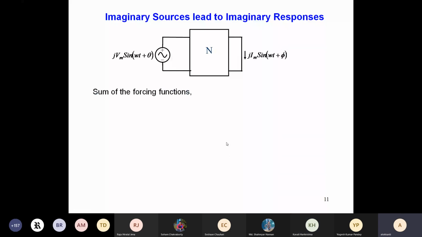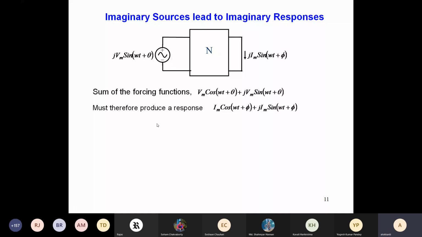Now if we sum these forcing functions, Vm cos omega t, as we were doing earlier, and now J Vm sin omega t, what is the meaning of this? Real and imaginary parts: cos theta plus j sin theta is e to the power j theta. So if we put Vm cos omega t plus j Vm sin omega t as the forcing function, it will also produce a response like this: Im cos omega t plus j Im sin(omega t plus phi).